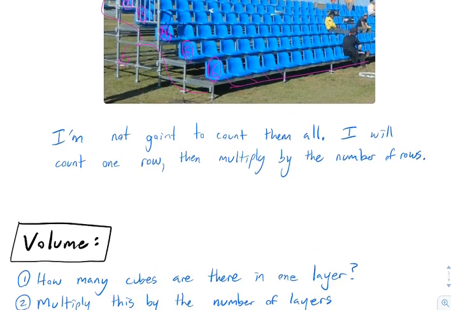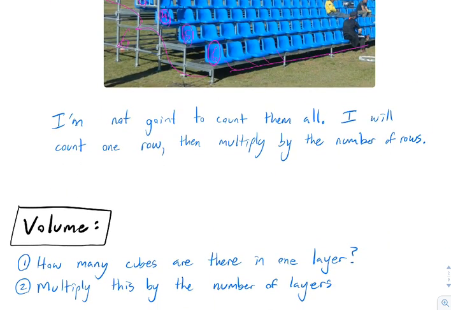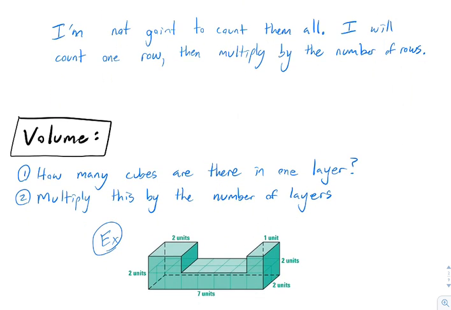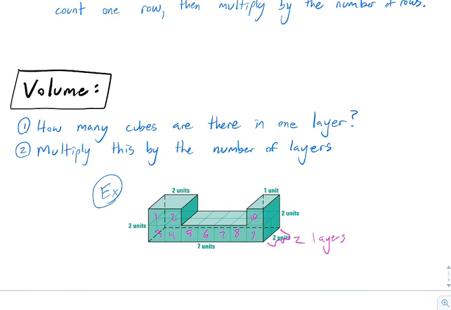Okay, well, we're going to do the same thing with volume. If I want to figure out the volume of something, I'm just going to say how many cubes are there in one layer, and then I'm going to multiply it by the number of layers, right? So in this front layer, there's 1, 2, 3, 4, 5, 6, 7, 8, 9, 10. And then there are exactly 2 layers. So the number of cubes that make up this space is 2 layers times 20 per layer.